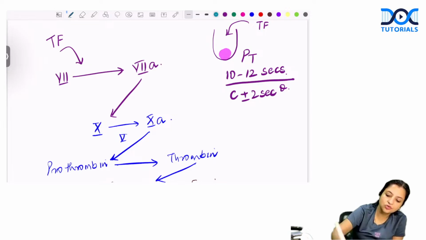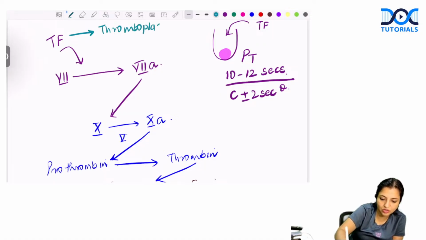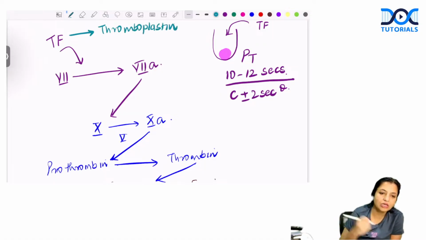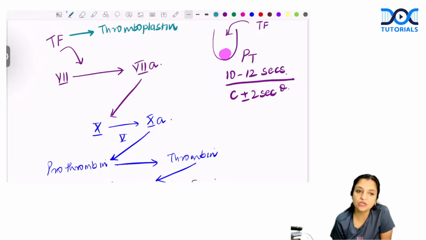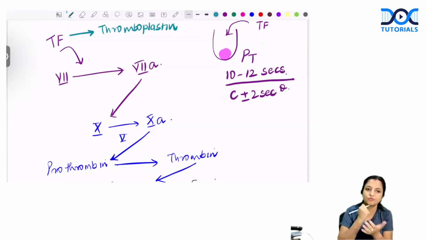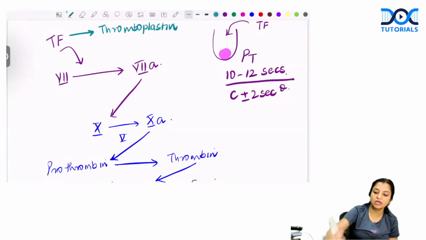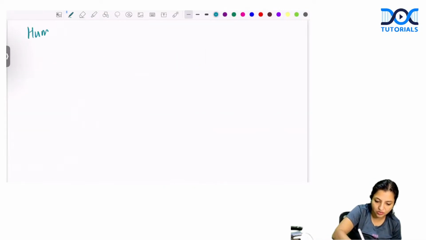And the tissue factor that we add from outside is called thromboplastin. What is this called? Thromboplastin. When they started doing this test, they used human brain thromboplastin. They used to take a human brain, mince it, and what came out was tissue factor. When they used human brain, this was the best thromboplastin.